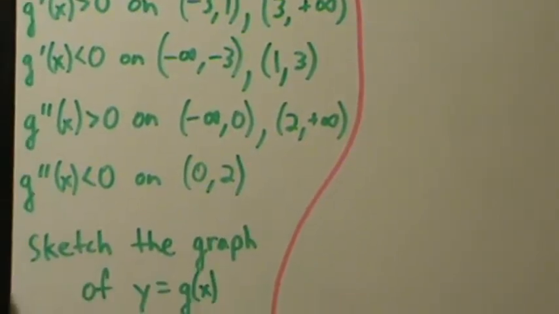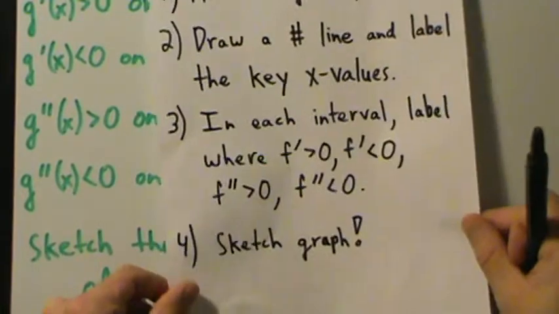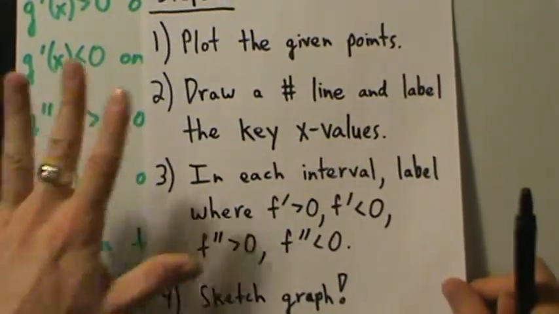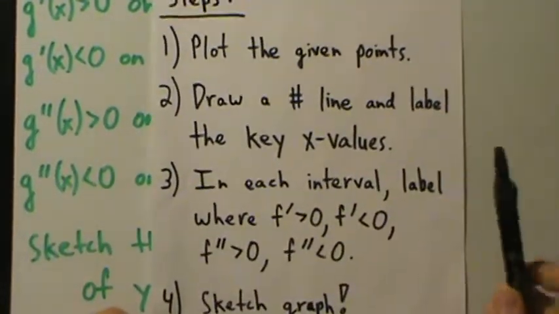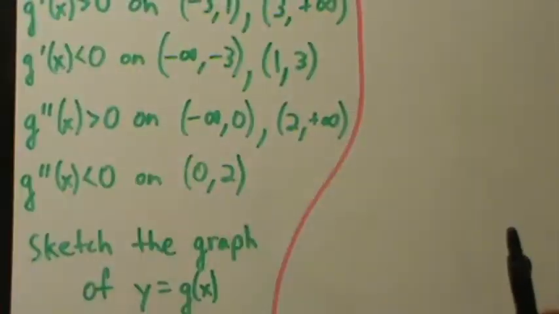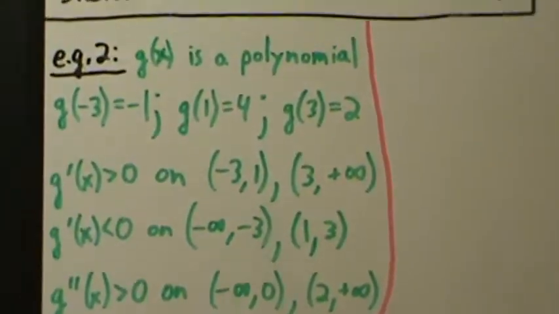So just like in example 1, instead of jumping right into it, we're going to use these 4 steps to get all our information sorted and organized. So step 1, plot the given points. Okay, so what are the given points? These 3 given points up here.